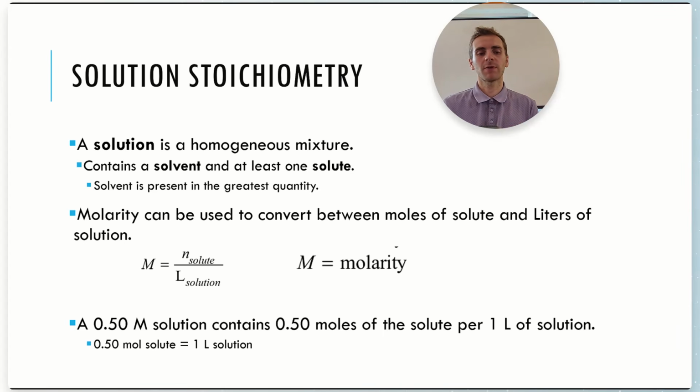So if we have a 0.50 molar solution of a particular solute, that means that there are 0.5 moles of that solute per 1 liter, or for every 1 liter of the solution. Or in other words, 0.5 moles of that solute is stoichiometrically equivalent to 1 liter of solution. So we can use that as a conversion factor in a stoichiometry problem.